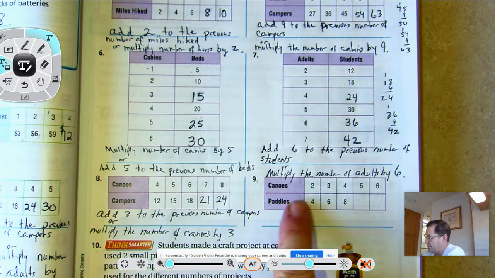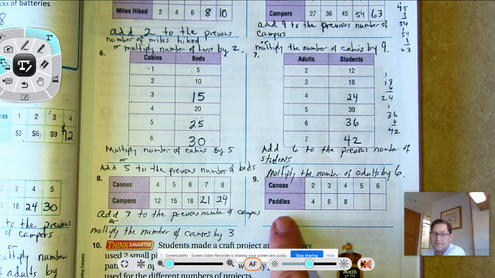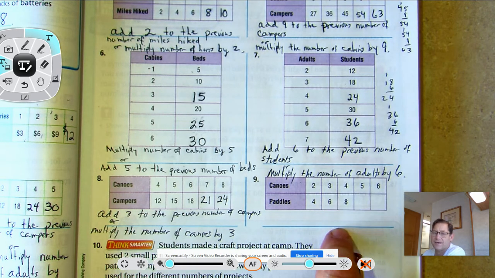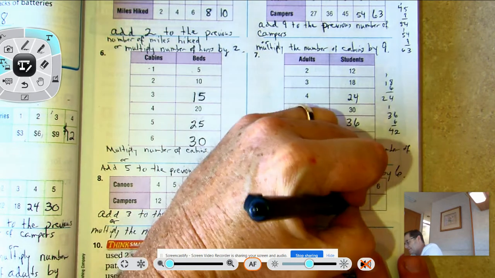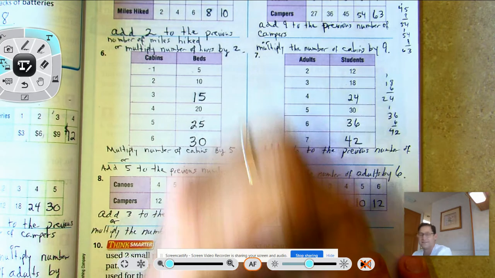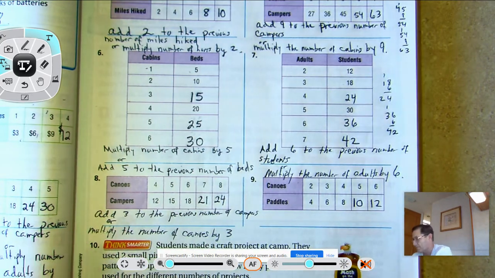All right, number 9. Again, we have canoes. The canoes are increasing by 1 again. This time there's how many paddles? In 2 canoes, I have 4 paddles. In 3 canoes, I have 6 paddles. In 4 canoes, I have 8 paddles. That looks like they're multiplying by 2, right? And let's see if that makes sense. 4, 6, 8. Well, they're adding by 2, so yes. So 5 times 2 is 10, or 8 plus 2 is 10. 10 plus 2 is 12, or 6 times 2 is 12.